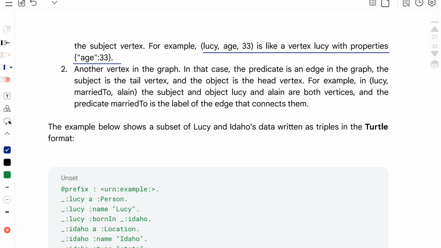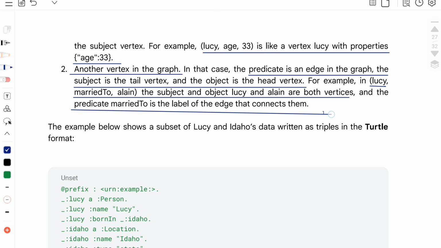An object can also be another vertex in the graph. In that case, the predicate is an edge in the graph, the subject is the tail vertex, and the object is the head vertex. For example, in Lucy married to Elaine, the subject and object, Lucy and Elaine, are both vertices, and the predicate married to is the label of the edge that connects them.